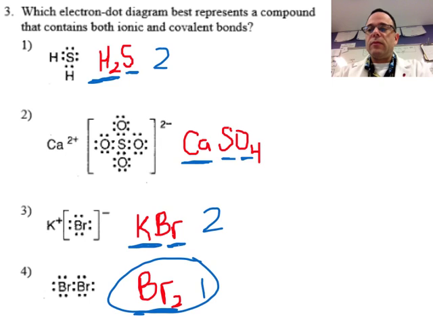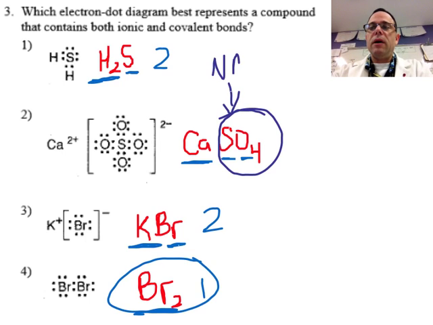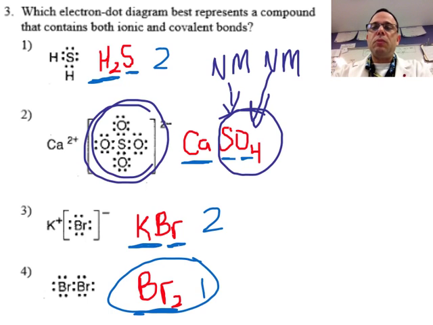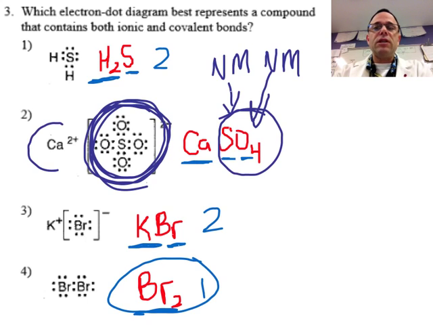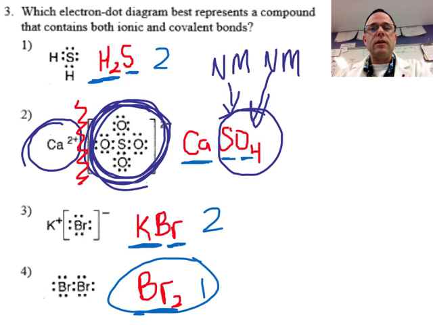So to begin with, sulfur and oxygen. Sulfur is a non-metal. Oxygen is a non-metal. So within this portion of the compound, we have covalent bonds. But together, they have a charge. They have a 2- charge, while the calcium has a 2+ charge. So where I'm about to draw in red, there is an ionic bond between the calcium and the sulfate. So it is choice number 2.